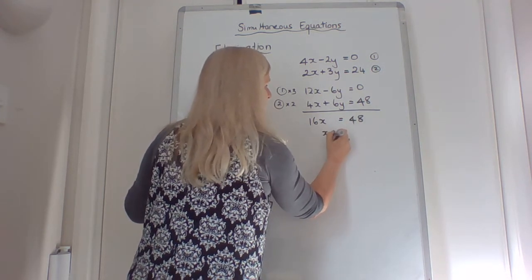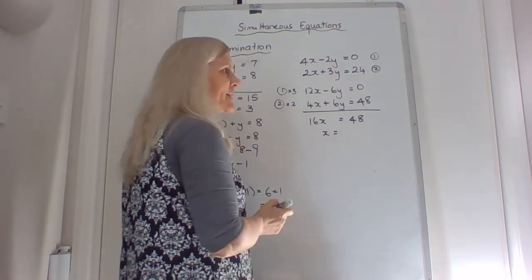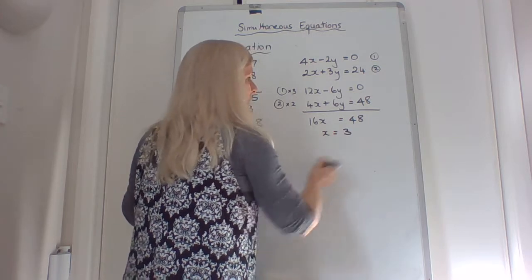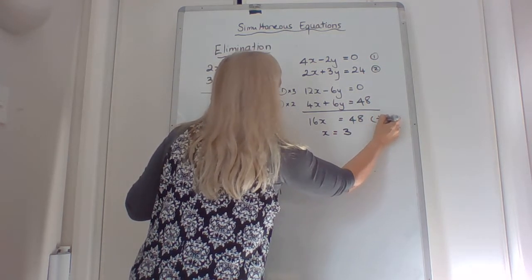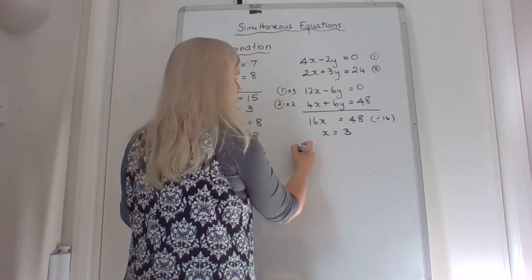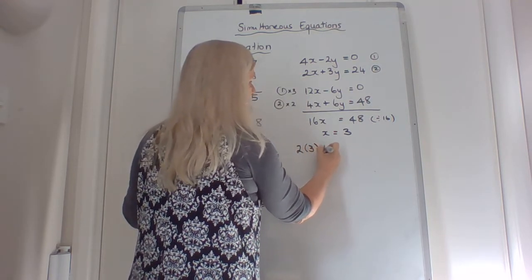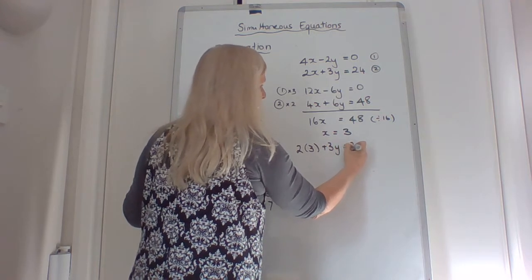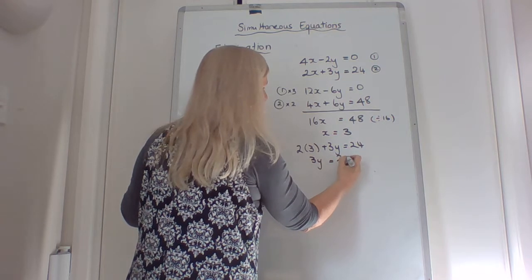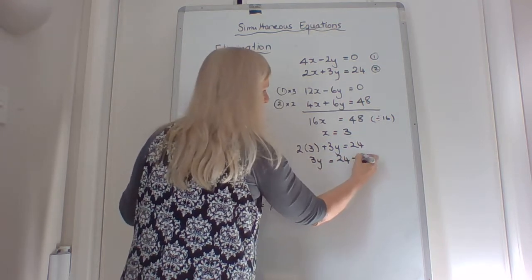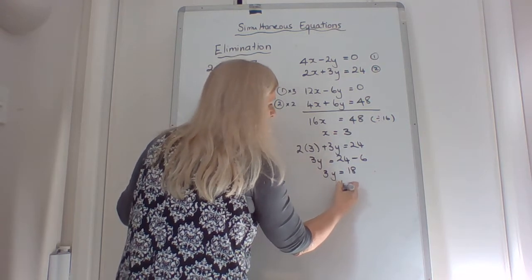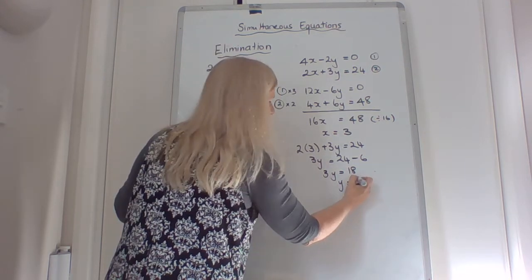So x is going to equal 48 divided by 16. 16, 32, 48, is 3. Now I've got my answer of 3. I can go back to either one of the top ones. So I'm going to do 2 times 3 plus 3 times y equals 24. So 3y is going to equal 24 minus 6. 3y is going to be 18. So y is going to be 6.